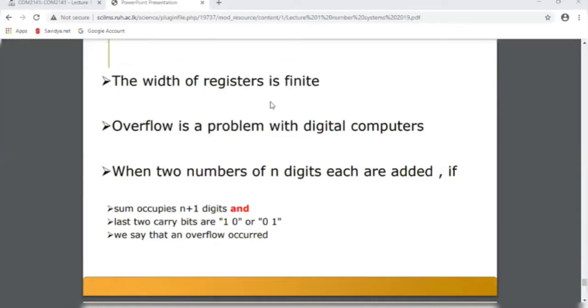So overflow is defined with these conditions. The sum occupies n plus 1 digits. So you are going to add two numbers with a maximum length of n, and after you get the summation or the subtraction, you get a number which has n plus 1 digits. And the last two carry bits are 0, 1 or 1, 0, and we say an overflow occurs. Those are the conditions you need to check to see whether an overflow occurred in the operation.